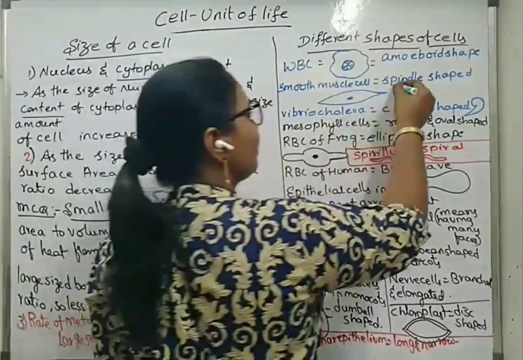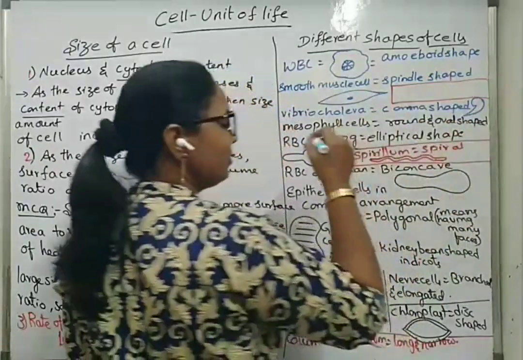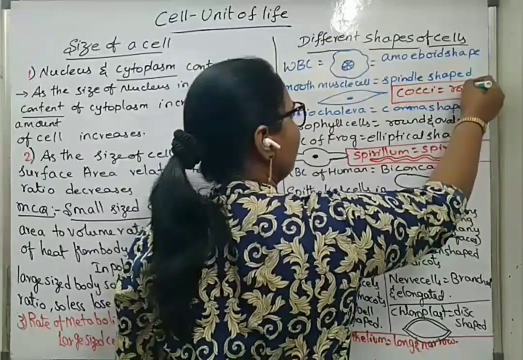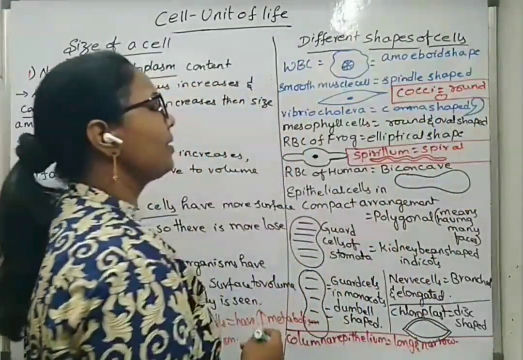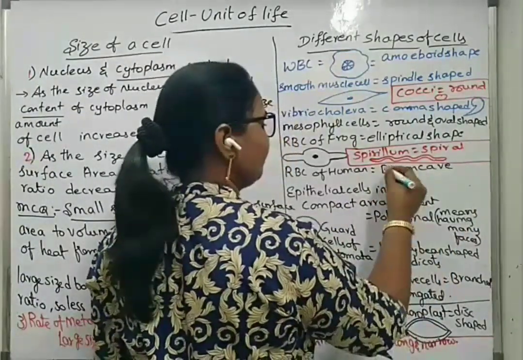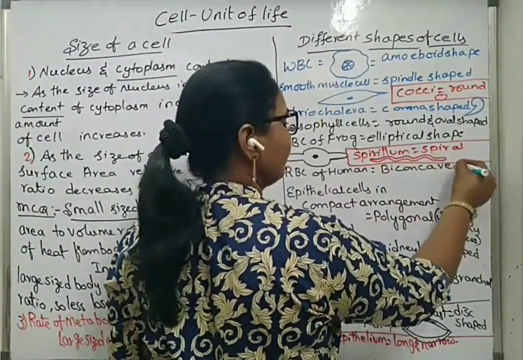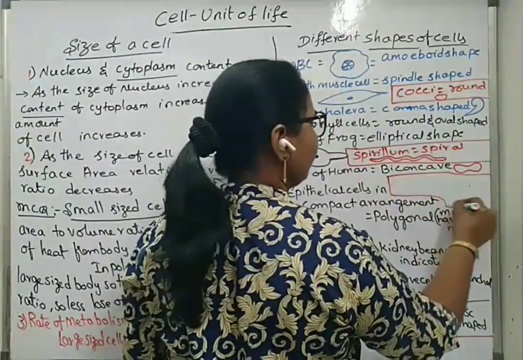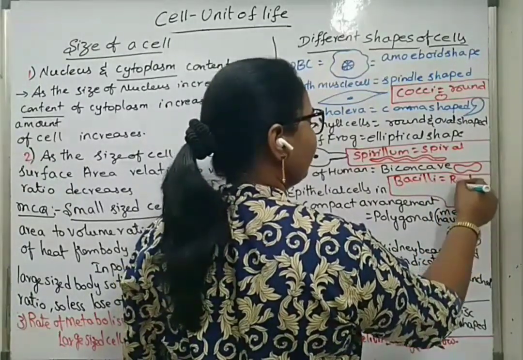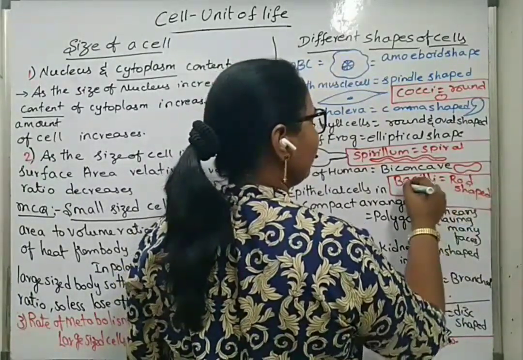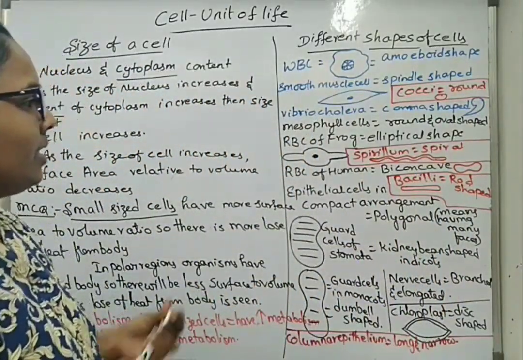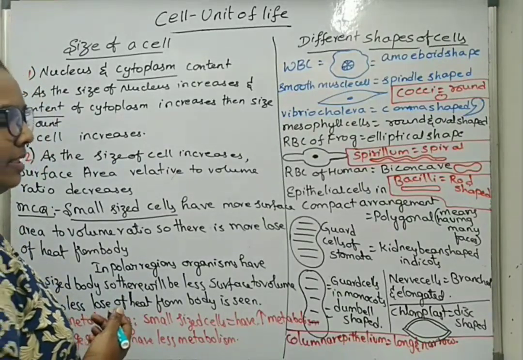Next, round or oval in shape. Cocci, bacteria, round shaped like this. Next, bacilli, that is rod shaped bacteria like this, rod shaped. So these are a few shapes of cells.